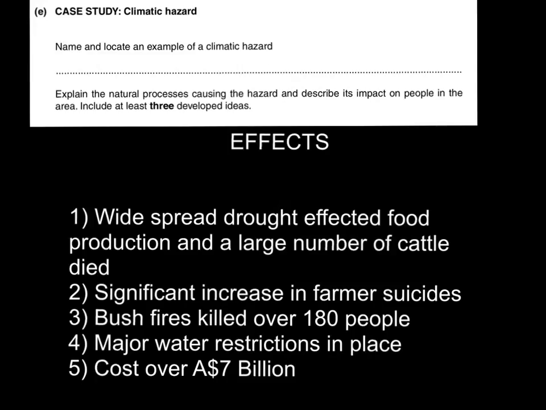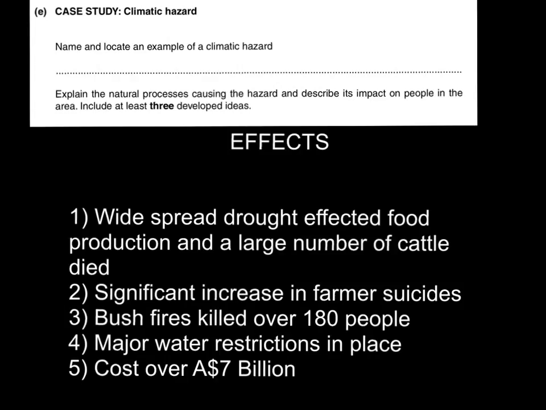Huge numbers of cattle dying, many having to be sold for a fraction of their worth. The pressure that put farmers on. Remember, this drought lasted for years, 2006 to 2009, some say it goes on to 2010. Over that period of time, many farmers got no money whatsoever. Massive increases in debt. That's unfortunately led to many farmers taking their own lives.